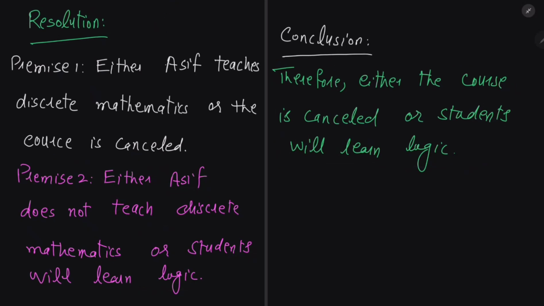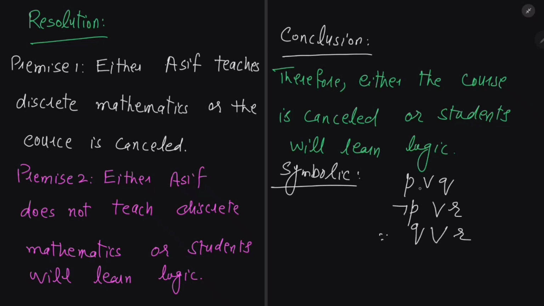Now the only thing left is to find out the symbolic way of writing resolution. Symbolically, we write P or Q. Then if we negate one statement, or we build a new statement with or, then we can say that Q or R. Since these two are negating, we have Q or R.